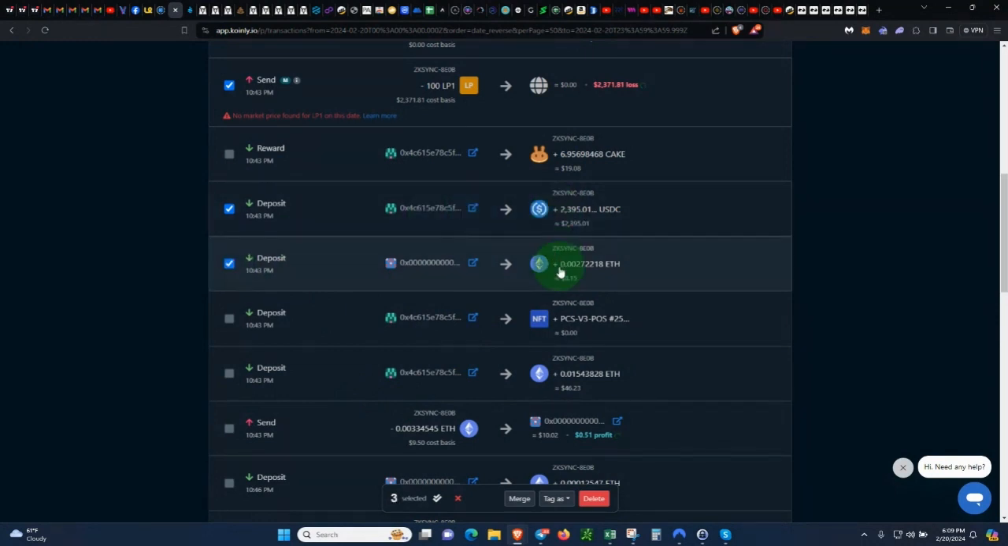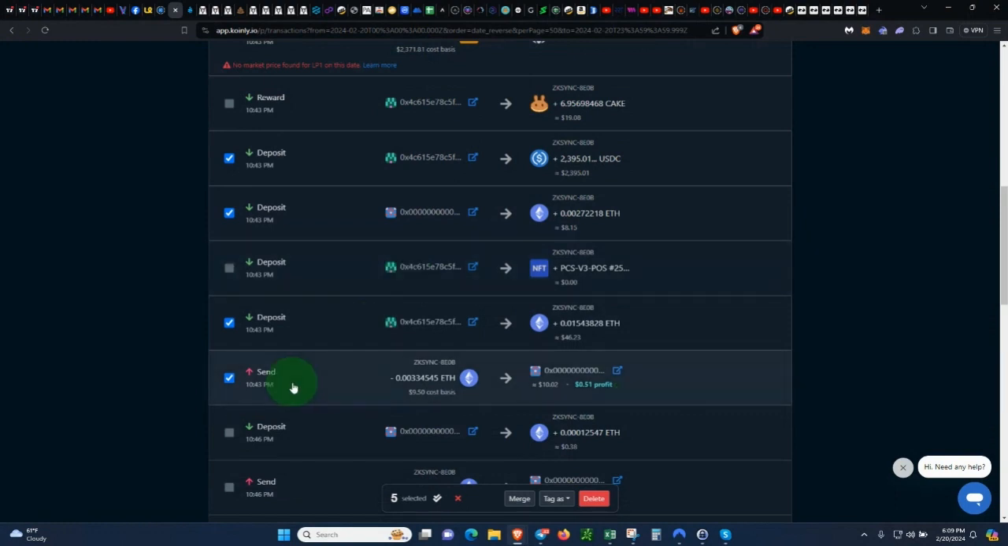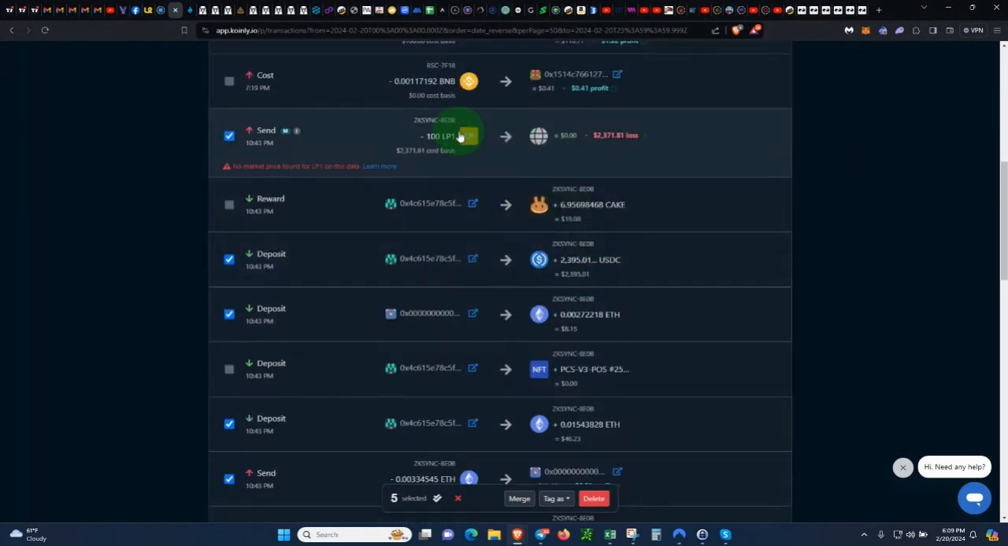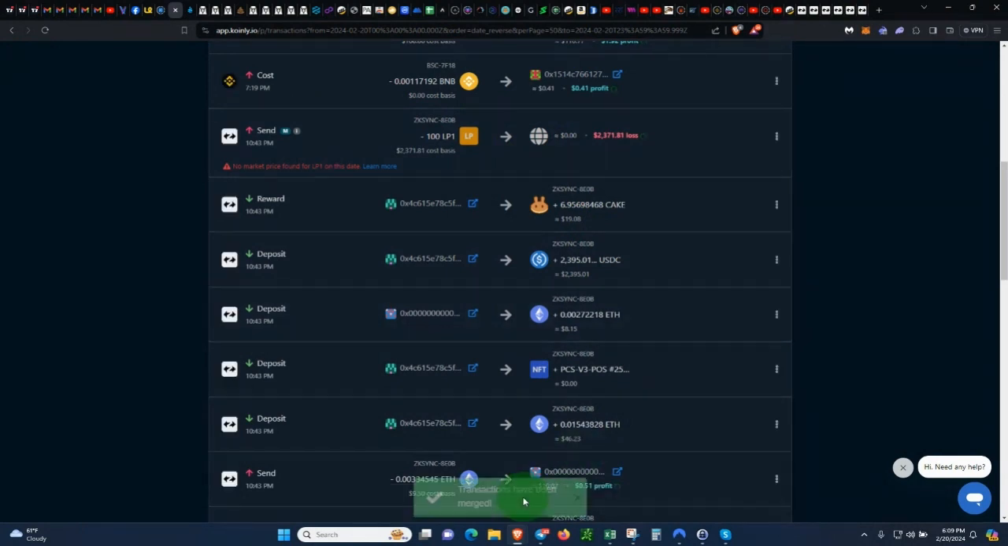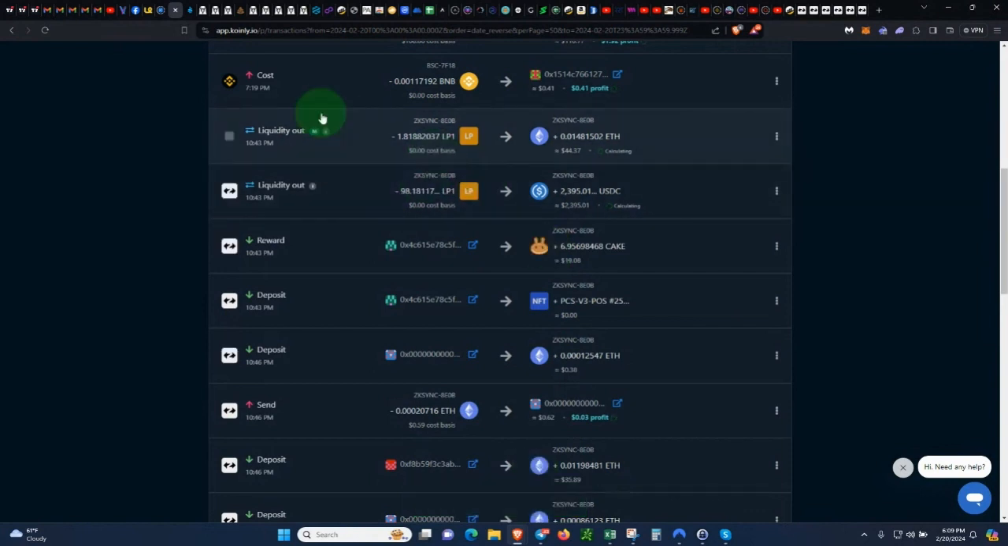Since it's just USDC and ETH and more ETH, I'm just going to lump all of these transactions together. You can see they're all occurring at 10:43 p.m. UTC. I'm not going to include the NFT. That's why I created the fake LP tokens here. So I'll just go ahead and merge all of those. Now Koinly figures out, okay, you removed liquidity, you received that much in ETH and that much in USDC, and you sent these fake LP tokens back to the exchange.